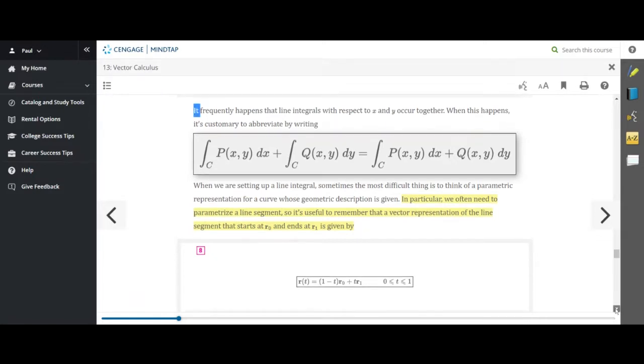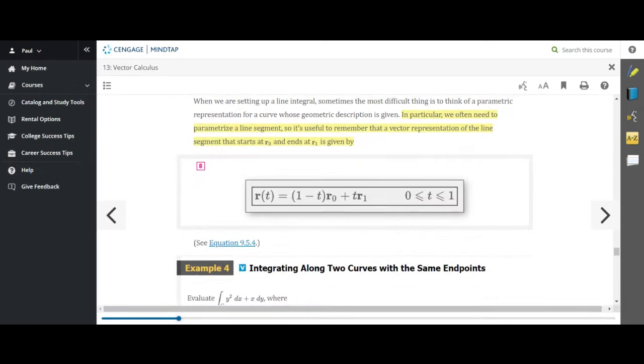move on here. So parameterization is very important in section 13.2. If you need to parameterize a line segment, this formula will always work. If you have a line segment that goes from one point to another, so long as you know the initial point, r sub 0, and the end point, r sub 1, this formula will always work. And they utilize that formula in the next example.